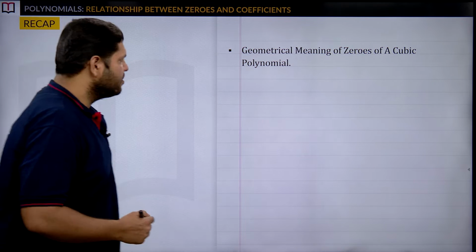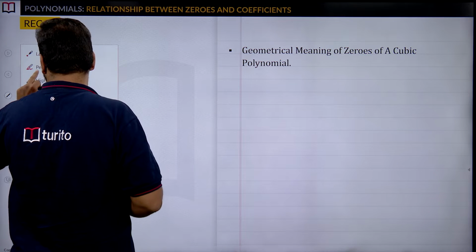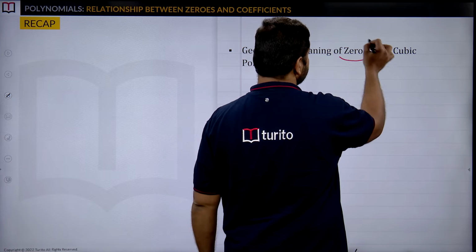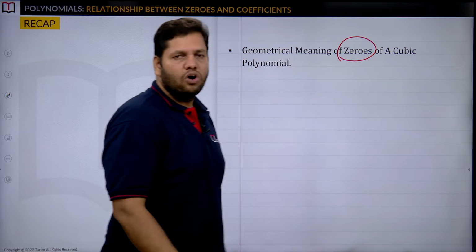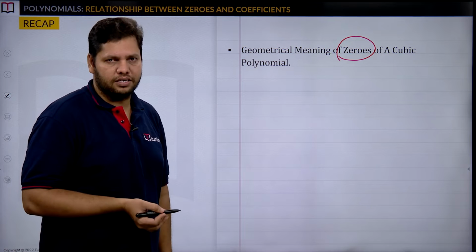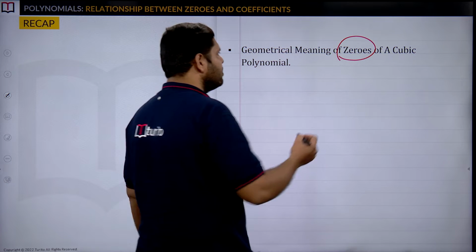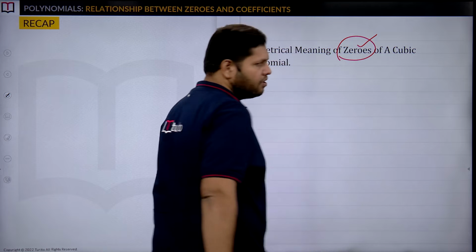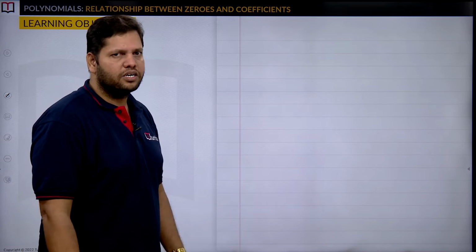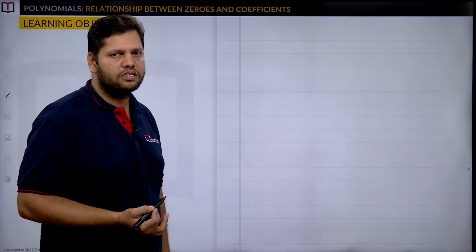Children, in the previous class we discussed the geometrical meaning of a cubic polynomial. We found the zeros of the cubic polynomial and its geometrical representation. How do we find the zeros of a cubic polynomial? Graphically, by using the graph. That is the first thing we discussed in the previous class. And some questions we discussed yesterday. Today's class is a little bit of an extension of yesterday's topic only, children.